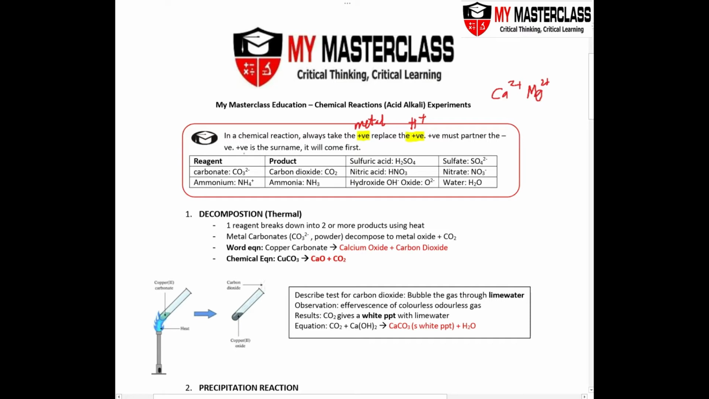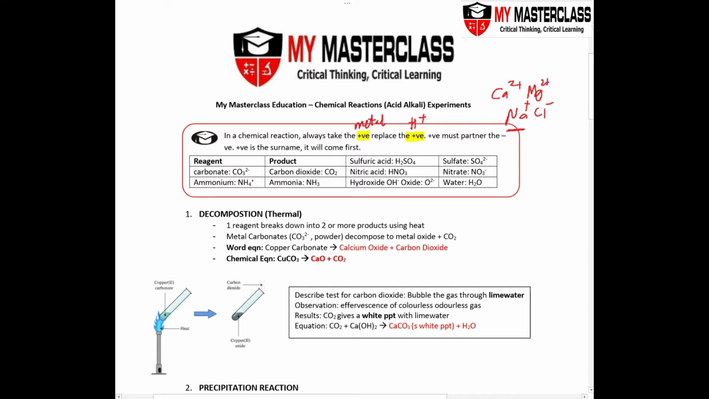Okay, and please know the positive is the surname, it will come first. Meaning to say if you have a formula like NaCl, this is the salt in the kitchen, right? Your positive Na+ comes first, followed by your Cl-. It's called sodium chloride. We don't call it chloride sodium.